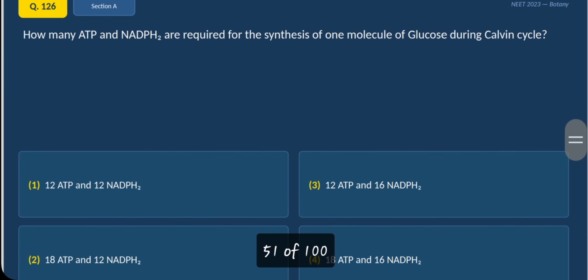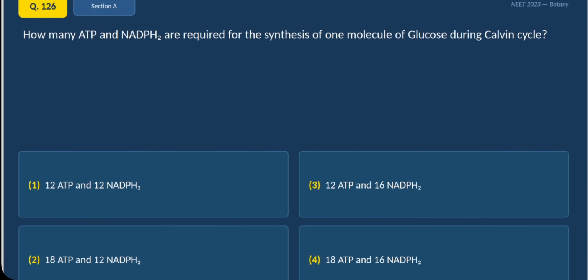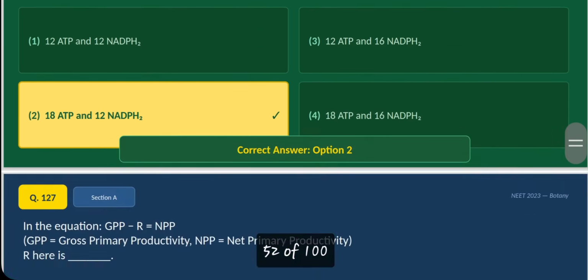How many ATP and NADPH2 are required for the synthesis of one molecule of glucose during Calvin cycle? So it is going to be 18 ATP and 12 NADPH2 because they undergo 6 Calvin cycles. For every Calvin cycle, there is going to be only 3 ATP and 2 NADPH2. So the answer is 18 ATP and 12 NADPH2. So the second option is correct.